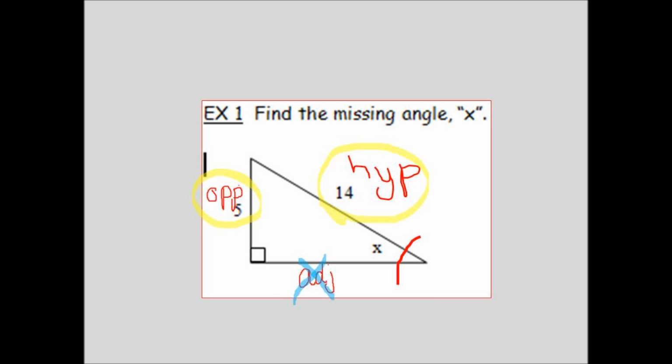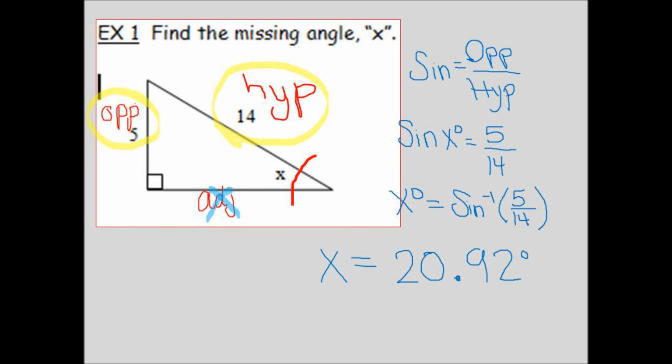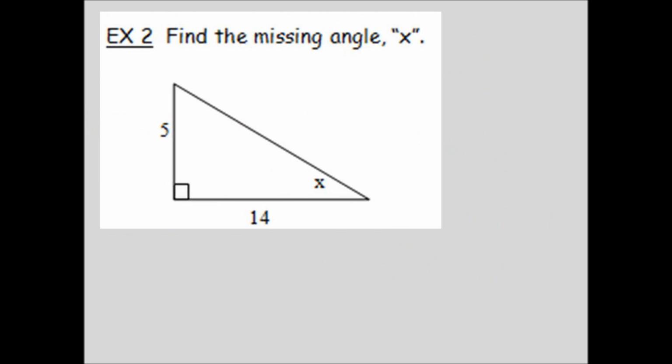Which trig function would we use to solve this problem? You guessed it, it would be sine. That's opposite over hypotenuse. And so then we just write our equation. Sine of x degrees is equal to 5 over 14. Remember earlier I said if we're trying to find the angle value, we hit the second button, then we hit sine, and go ahead and put in our fraction, 5 divided by 14. Our x value, our angle, would be 20.92 degrees. That's pretty simple. Let's look at the next one.